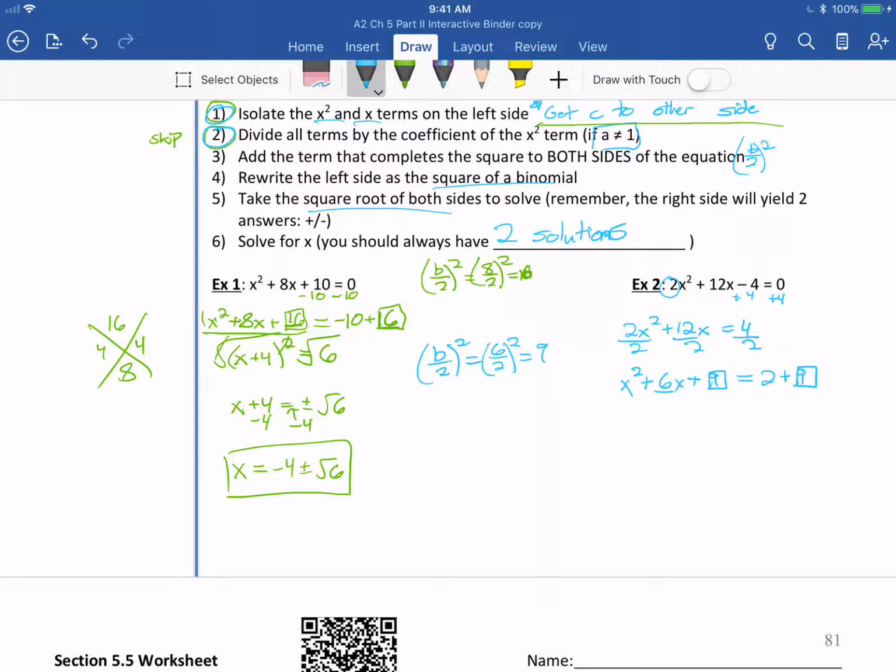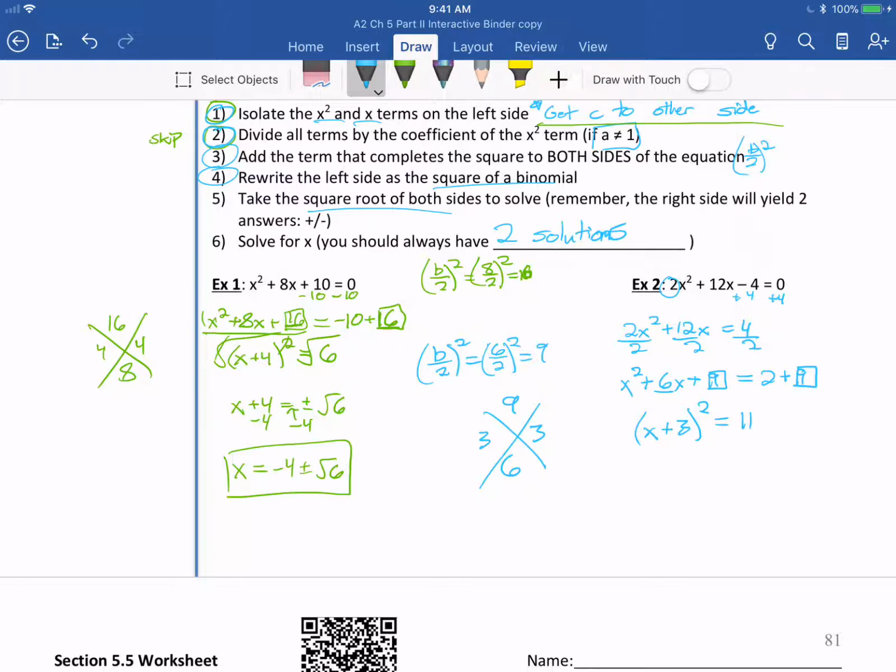So now we look here. I added that term that completes the square. Now I have to rewrite the left side as a binomial squared, so I need to factor this guy. Put 9 on the top, 6 on the bottom. You notice here that these are always going to be the same numbers, so we get 3 and 3. 3 times 3 gives me 9, 3 plus 3 gives me 6. So now this is x plus 3 squared is equal to 11.